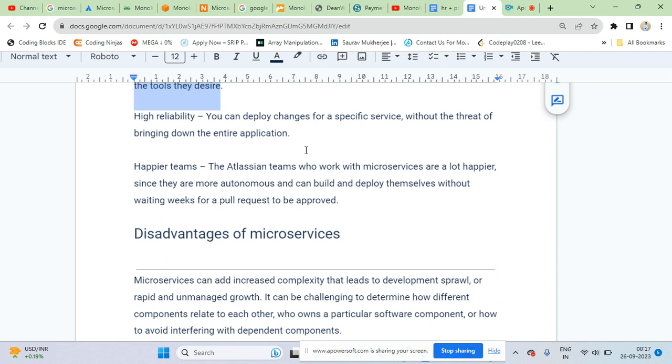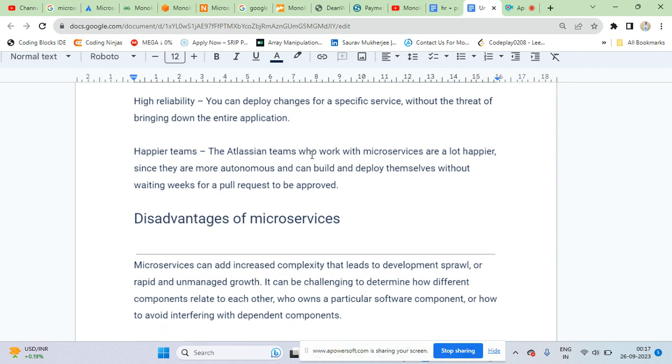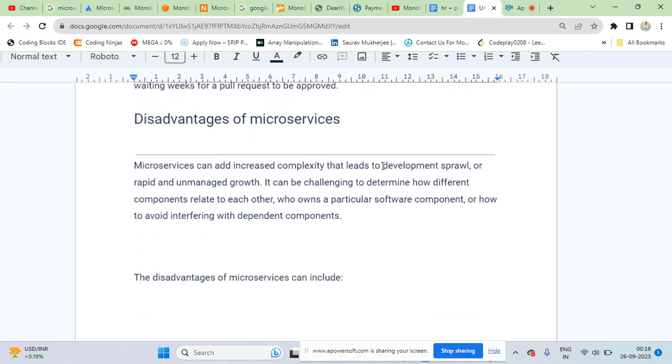Obviously, there is no single point of failure. You can deploy specific changes without the threat of breaking the entire application. Happier teams. Yeah. Disadvantages are increased complexity.